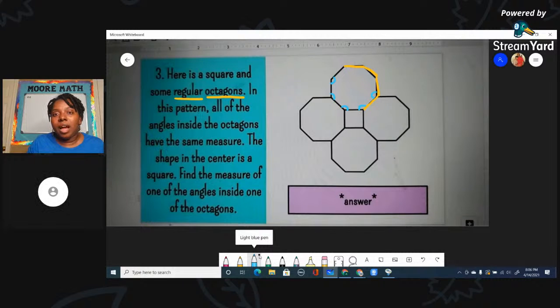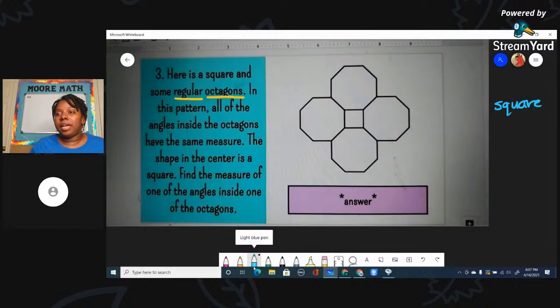Okay. Right. And they're telling us that all of the angles inside the octagons have the same exact measure. So this octagon is the same as this octagon. So all 4 are the same. Okay? All right. So that's going to be important here. What do you know about a square? It has 4 equal sides and 4 right angles.